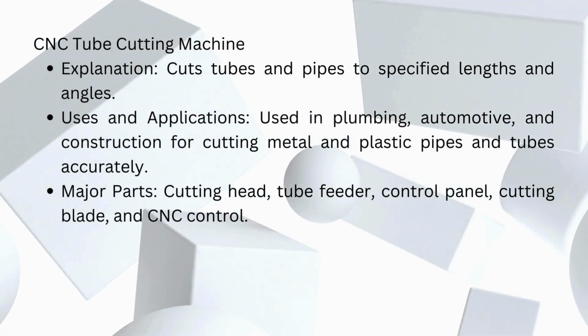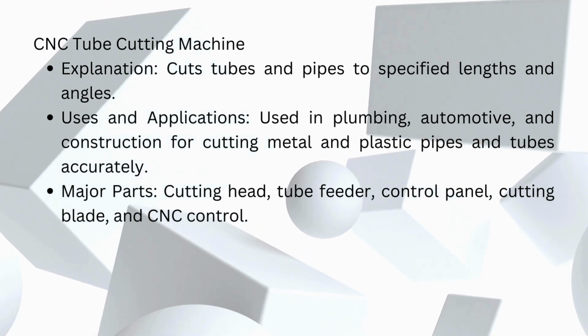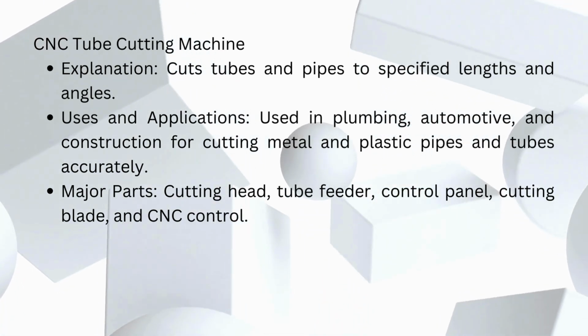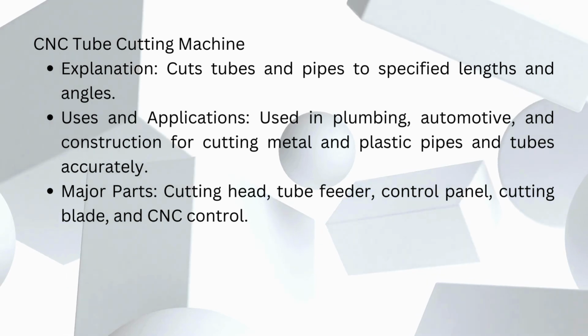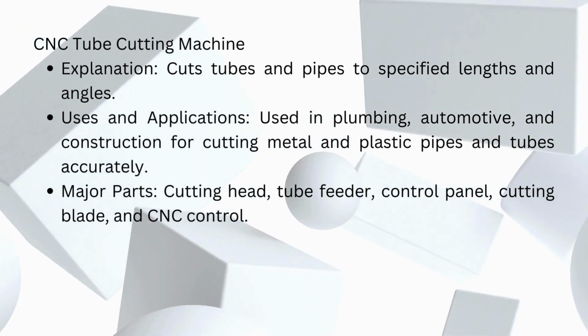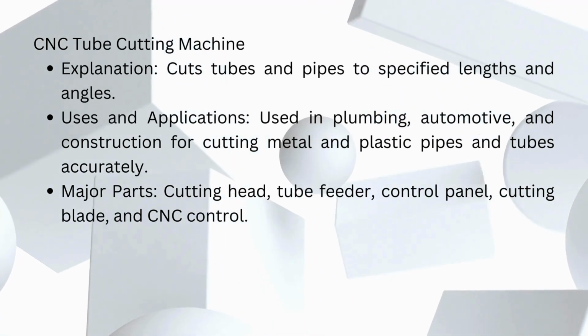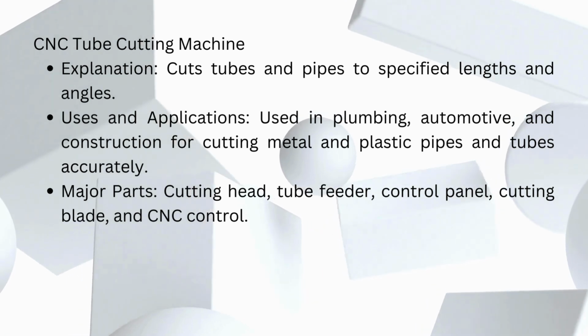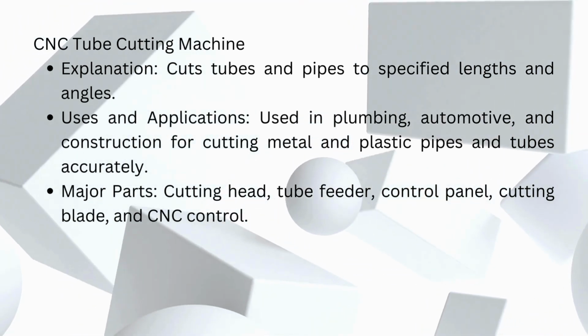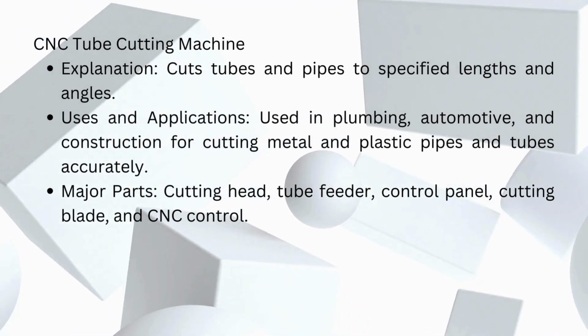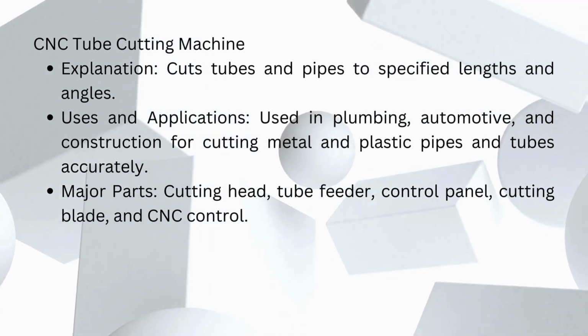CNC tube cutting machine. Explanation: cuts tubes and pipes to specified lengths and angles. Uses and applications: used in plumbing, automotive, and construction for cutting metal and plastic pipes and tubes accurately. Major parts: cutting head, tube feeder, control panel, cutting blade, and CNC control.